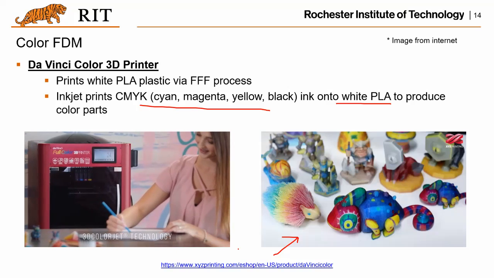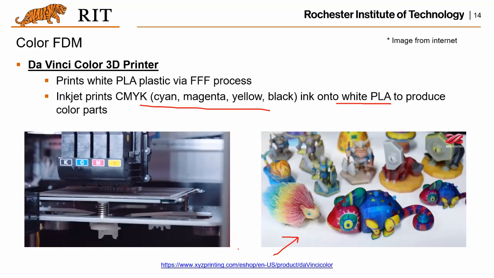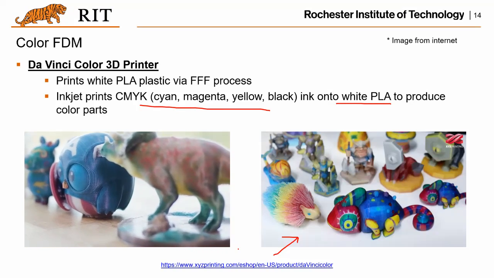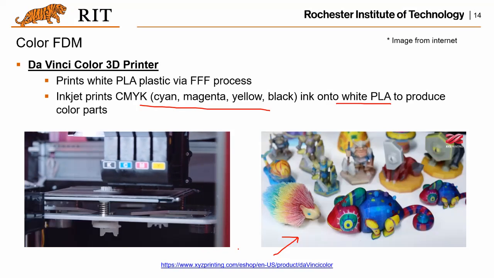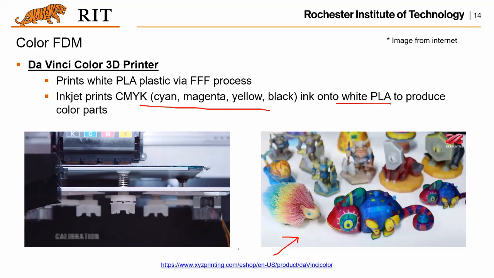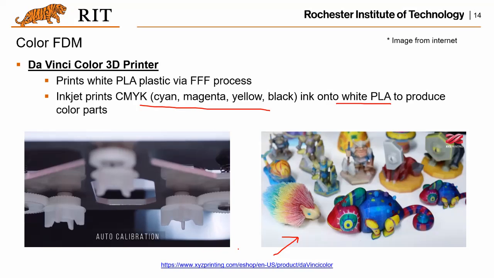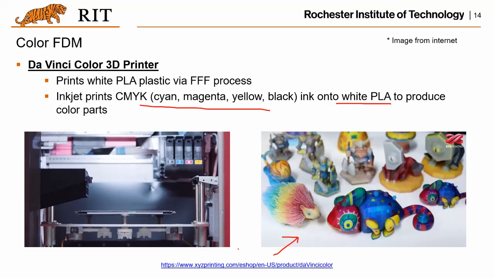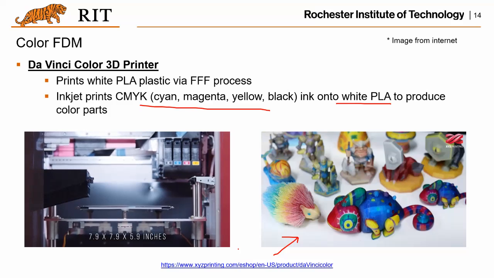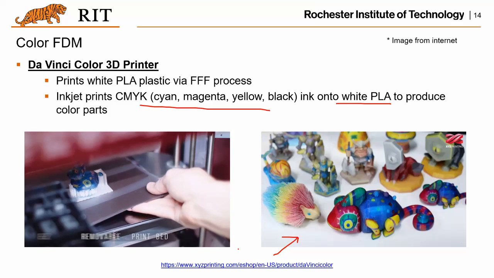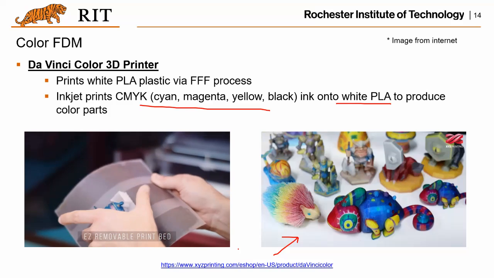Powered by 3D ColorJet technology, the DaVinci Color combines inkjet printing with fused filament fabrication to create full-color prints. CMYK inkjet cartridges drop color onto every layer of PLA filament and are easy to maintain since they can be removed individually. With a hands-free auto-calibration system, motors move the knobs for you so you don't have to worry about calibration. The DaVinci Color also has a robust 7.9 by 7.9 by 5.9 inch build size, and its easily removable print bed allows for easy print extraction.